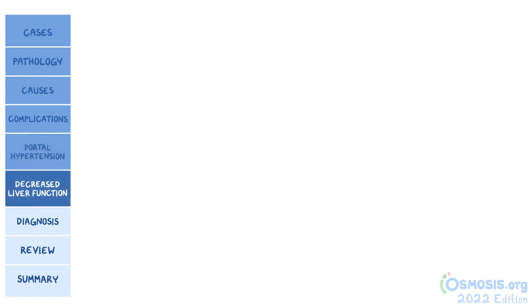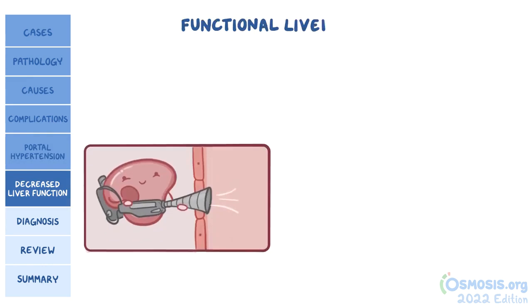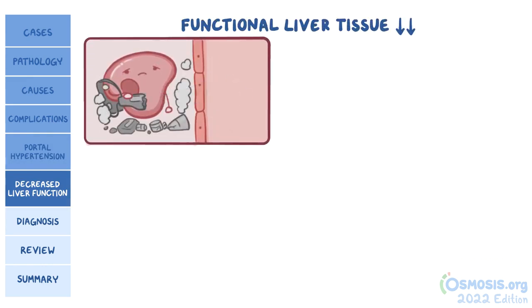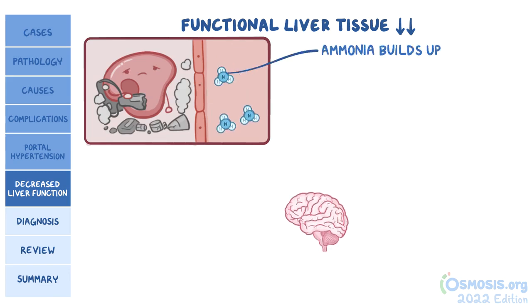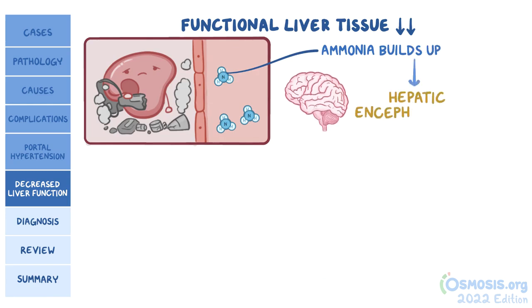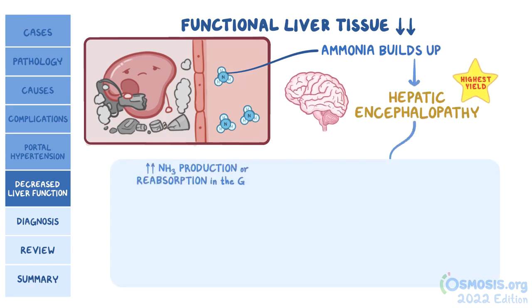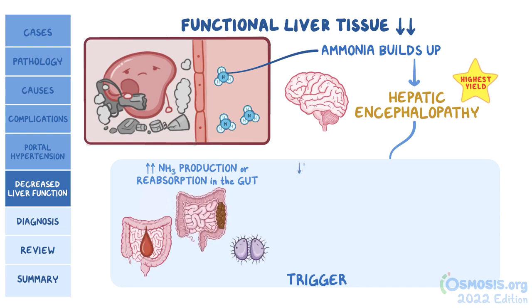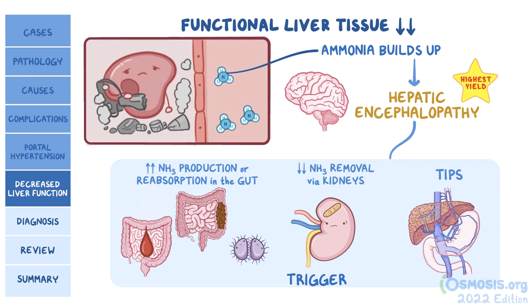Now, other types of complications start to appear as functional liver tissue decreases. One of them is the inability to remove toxins, like ammonia, from the blood. These toxins can build up and harm tissues like the brain, causing hepatic encephalopathy. Anything that increases ammonia production or reabsorption in the gut can be a trigger, like GI bleeding, constipation, or infections. Decreased ammonia removal by the kidneys can also be a trigger, like when there's renal failure. Finally, TIPS used to treat portal hypertension can also be a trigger, since ammonium-rich blood from the intestines bypasses the liver completely.